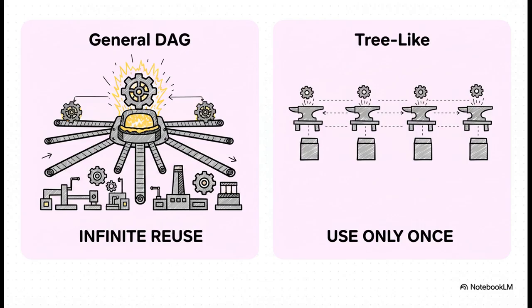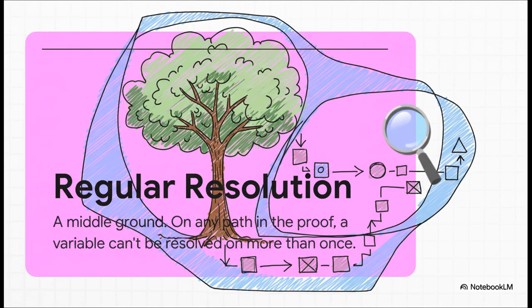It's not even close. So between those two extremes, there's this middle ground called regular resolution. It's definitely more powerful than a tree because you can reuse some things. But it's got this one weird rule. On any single logical path from the start of your proof to the end, you can't resolve on the same variable more than once. So it's a step up from tree-like for sure, but it's still wearing some serious handcuffs compared to the full, unrestricted power of the DAG.